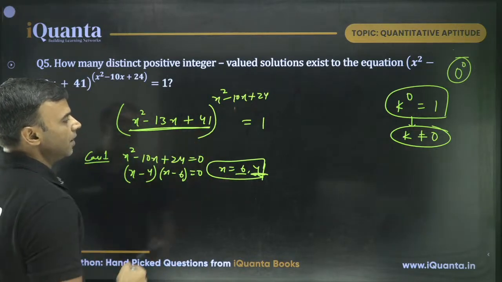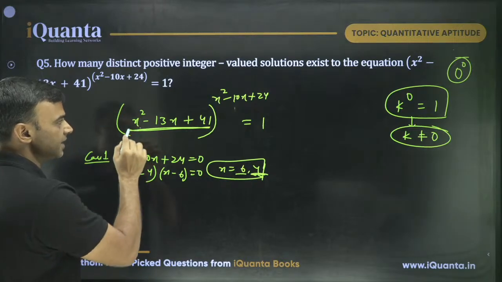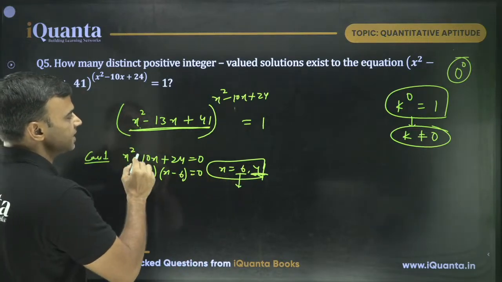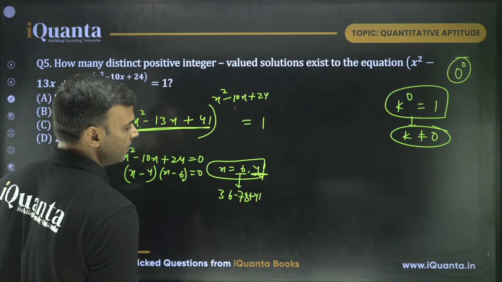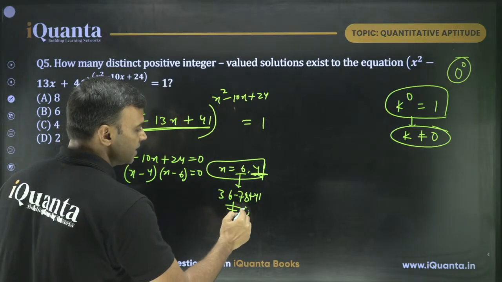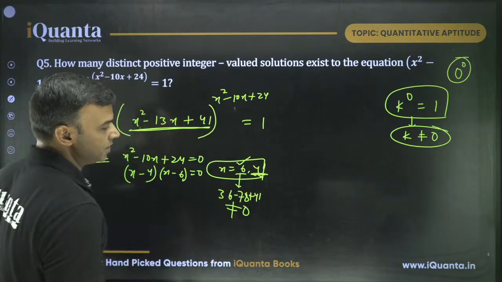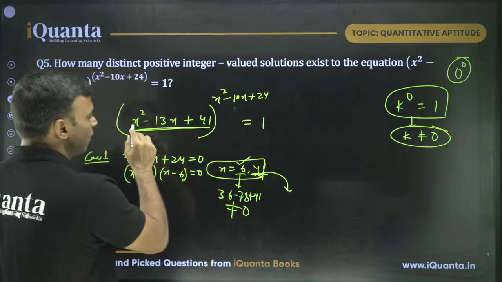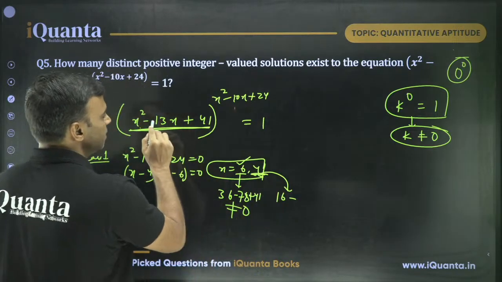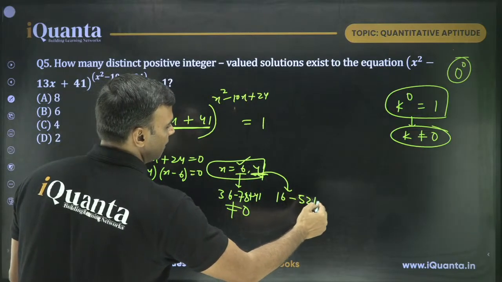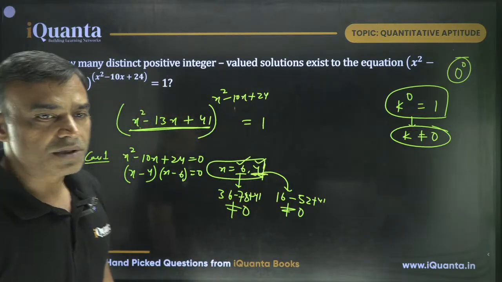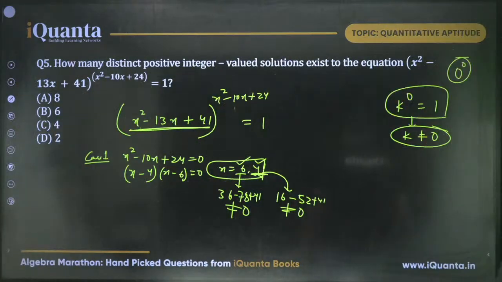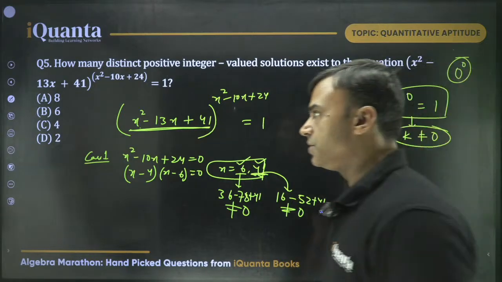Put it in here. If I put x equal to 6 in this, what do I get? I'll get 36 minus 78 plus 41. Is it equal to 0? No. It is not equal to 0. So 6 is a valid solution. Similarly, put 4. If I put 4 in this, I get 16 minus 13 into 4, 52, plus 41. Is it equal to 0? No. So this is also valid. So 6 and 4 both are valid solutions. Please note it down carefully. Okay? So 6 and 4 both are valid solutions.